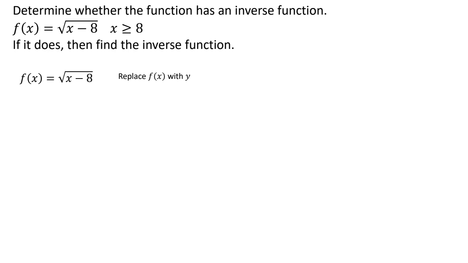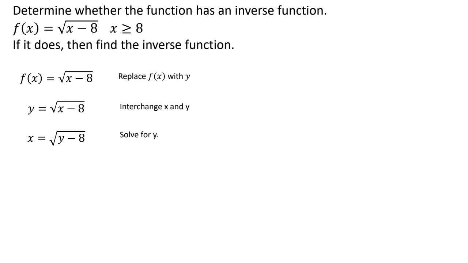So the first thing, I'll replace f of x with what it used to be as an equation, y, and then I'm going to interchange these variables. I'm going to make the x's become y's and the y's become x's. So let me go ahead and do that. So when I do that, I have x equals the square root of y minus 8. Then all I have to do now is solve for y.